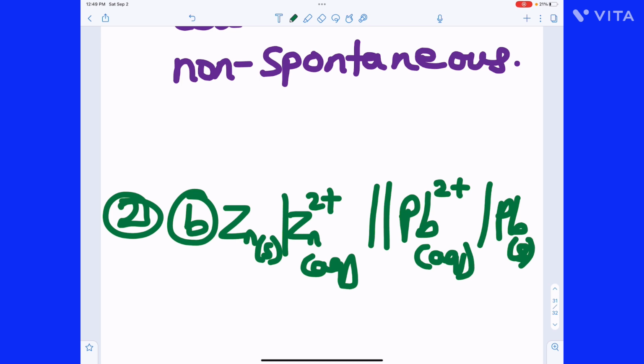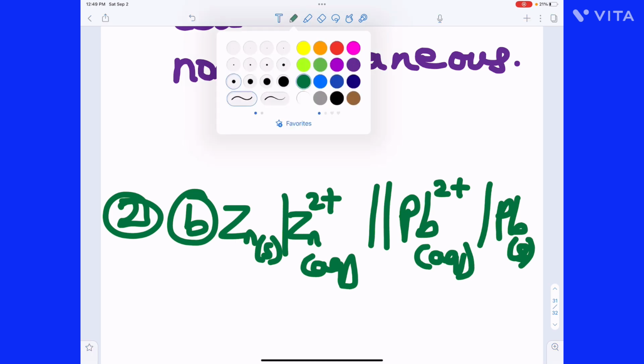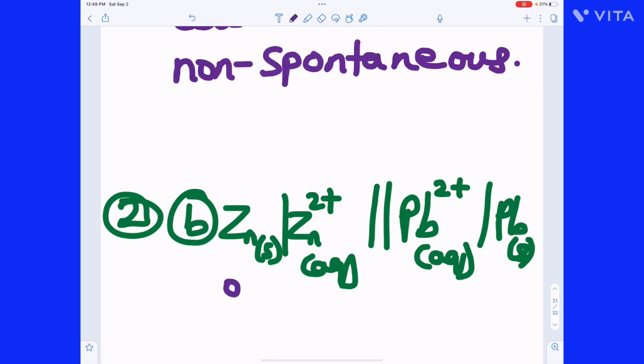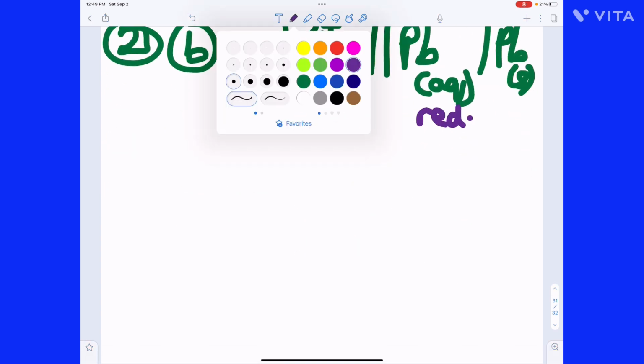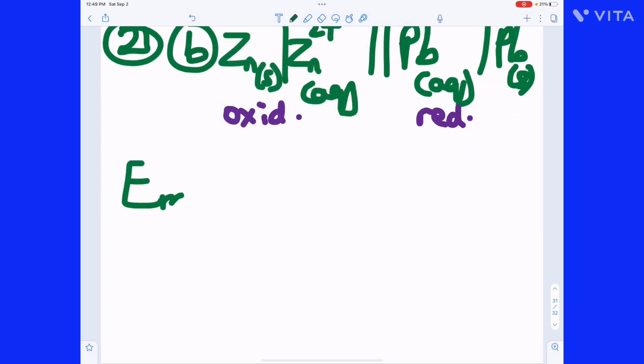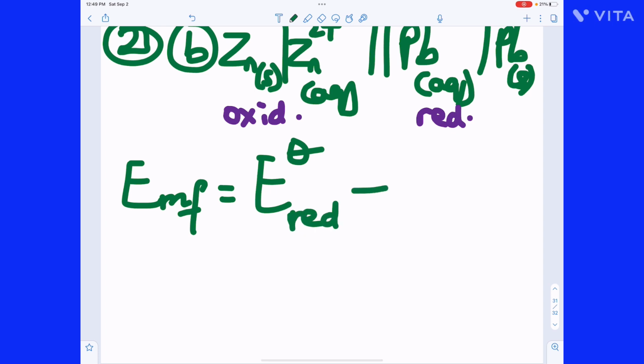So, solid. Here, this is our oxidation half cell. Let me label this: this is my oxidation half cell, and this is my reduction half cell. So the EMF of the cell is going to be the standard electrode potential of the reduction half cell minus the standard electrode potential of the oxidation half cell. So that gives us what?